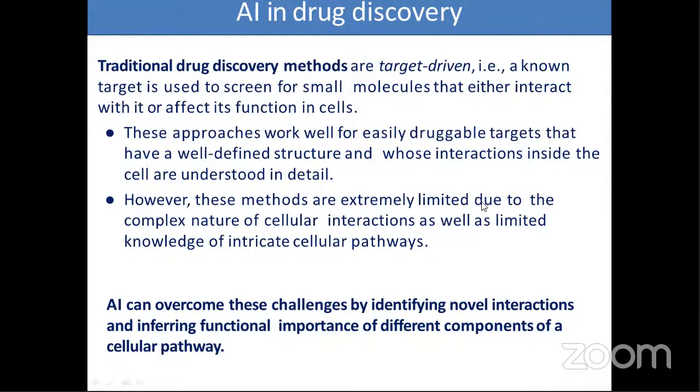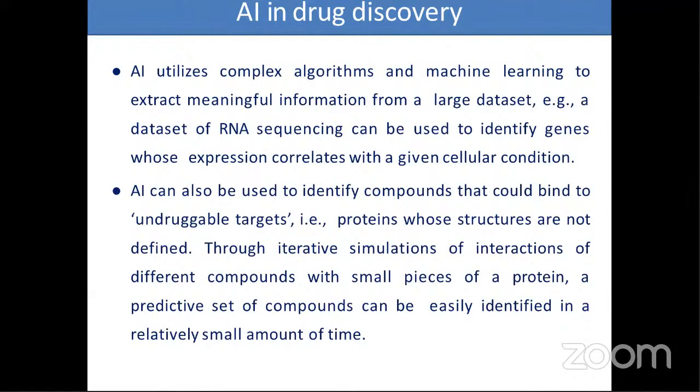Now, this limitation has been overcome with the use of artificial intelligence. Artificial intelligence can interfere with that, and with the use of complex algorithms and machine learning, we get meaningful information from large data, connected with the cellular condition. If we take an example of RNA sequencing, we can easily identify the gene expression that is correlated with the cellular condition.